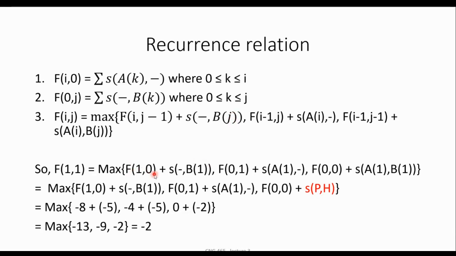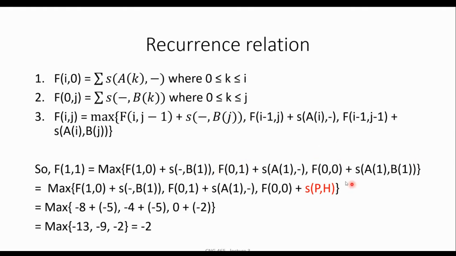So F10, F01, and F00. These are the ones that we can easily find from the table. And what about the score of these ones? Gap with B1, gap with A1. We consider the penalty for all of them the same, -5. So inside the formula, whenever you see the score of a gap with a letter, we consider it -5. So you can define even different gap penalties for different nucleotides or amino acids. This is interesting. In dynamic programming, we can do that.